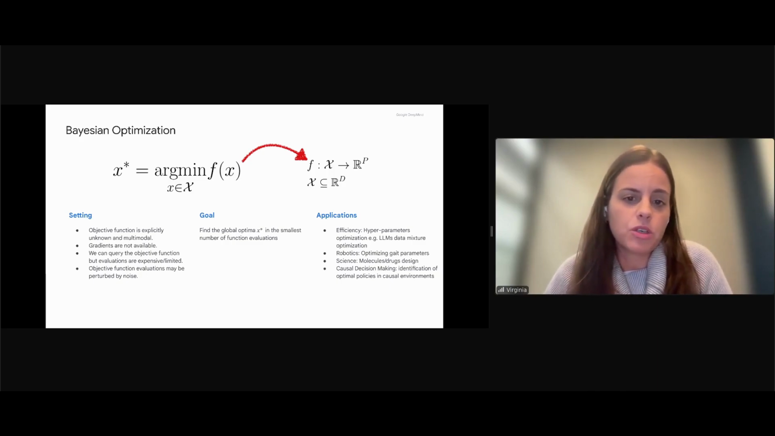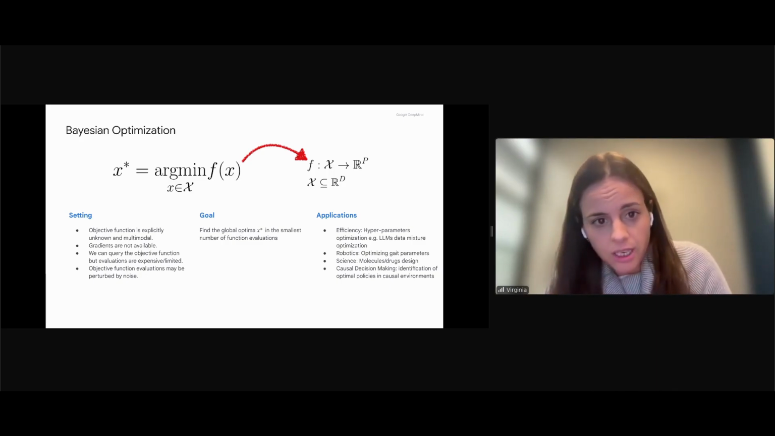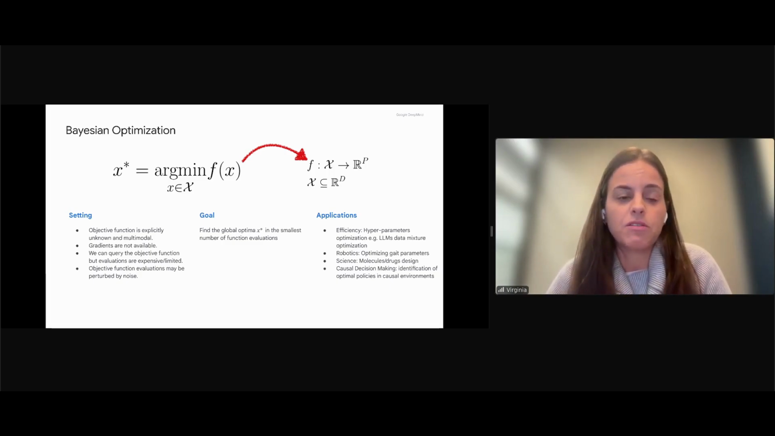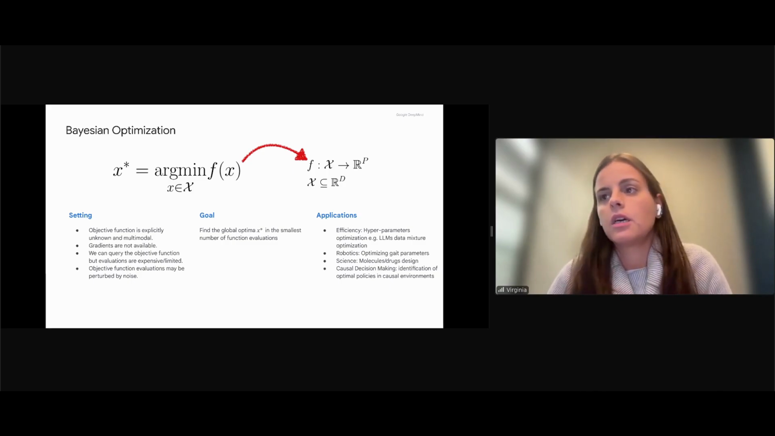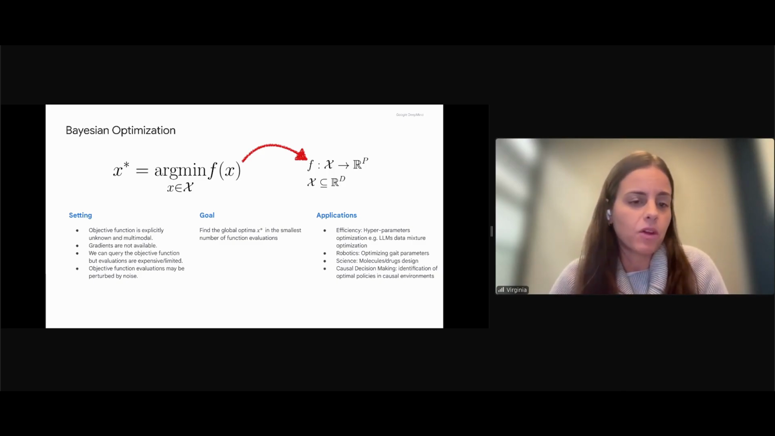And in Bayesian optimization, you're given a function, f of x, and you're interested in finding the optimum, x star. However, the function is explicitly unknown, might be multimodal, perturbed by noise, gradients are not available, and so the only thing that you can do to learn about the function is to actually query it. However, evaluations might be expensive or limited depending on the application that you're looking at.